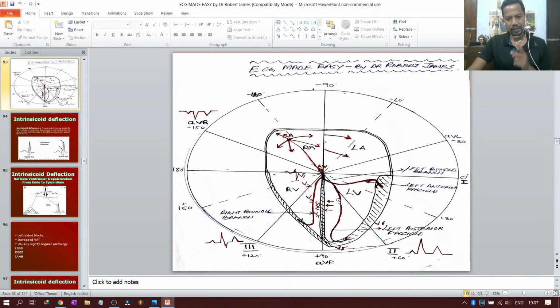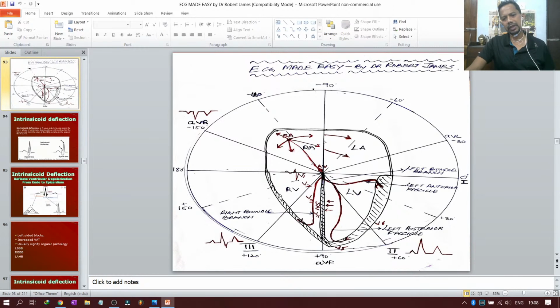So when you have to comment on LPFB, left posterior fascicular block, it is a tricky diagnosis, and you have to rule out various causes of right axis deviation: pulmonary embolism, right ventricular hypertrophy, RVH with strain pattern, or something like that. Anything that is causing enlargement of the right ventricle or blockade to pulmonary artery blood flow will cause strain on the right heart.